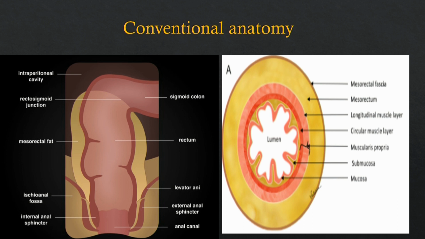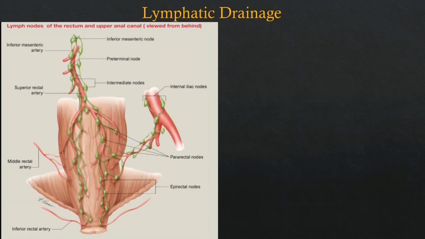Coming to the cross-sectional anatomy, the rectal mucosa has two layers, then the submucosa, and the outer muscularis layer, which has a longitudinal muscular layer and a circular muscular layer, the circular layer continuing as the internal sphincter. The external sphincter is a striated muscle formed by the levator and the puborectalis sling.